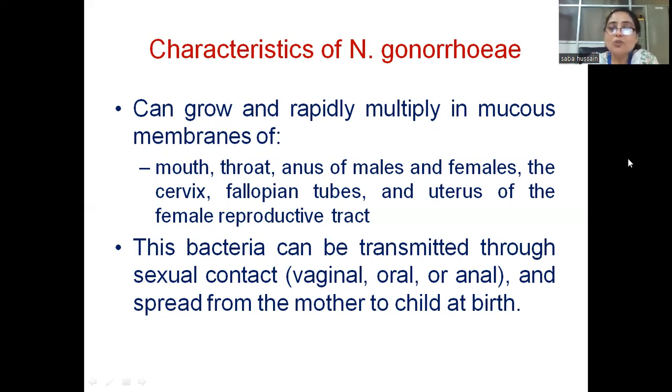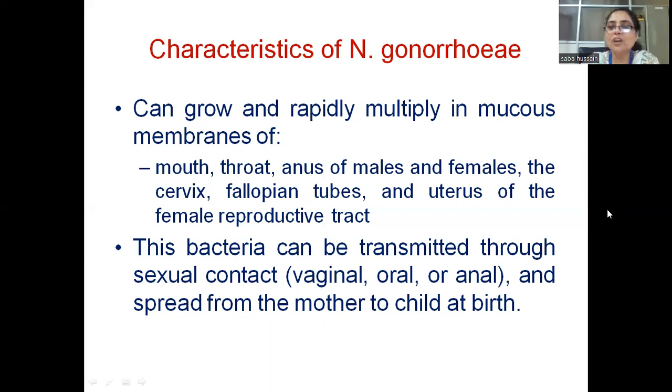These are the mucous membranes of the places where it multiplies. And this bacteria can be transmitted through sexual contact. So it is a venereal disease. It can pass through sexual contact, that is through vaginal, oral or anal contact, and can spread from mother to child at birth. How all this happens and what the pathology is, we are going to read in the next video.